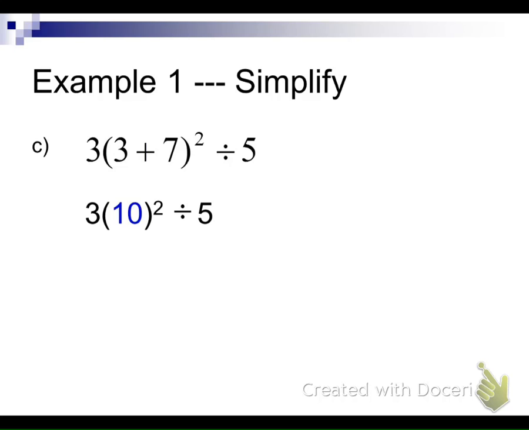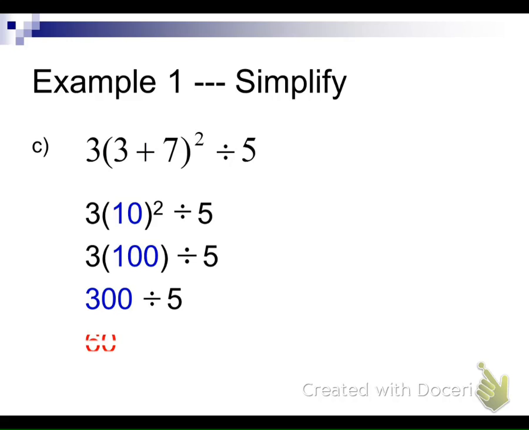And there is an exponent here. Okay, there is a power. I'm going to take that 10 and square it, meaning I'm going to multiply it by itself. So 10 times 10 will give me 100. And now I have multiplication and division, so I'll work from left to right. 3 times 100 is 300, divided by 5 gives me 60.